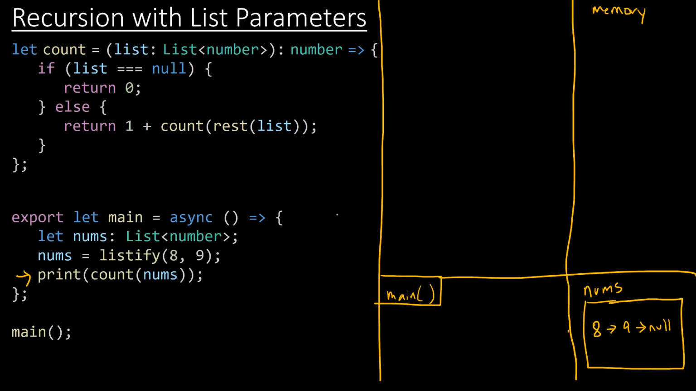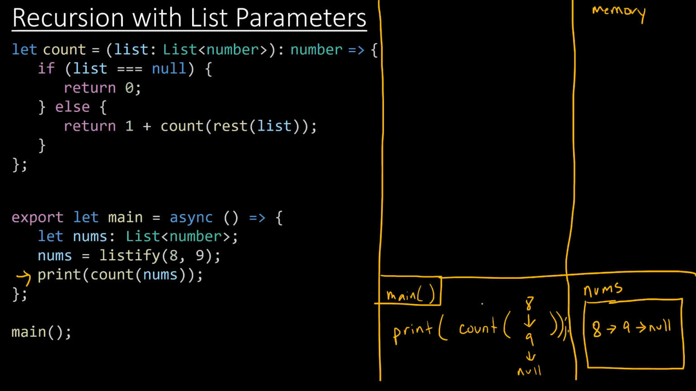So the very next line is print the count of nums. So this is what the computer is going to try to resolve and figure out. So we're going to print the result of calling the count function with nums. So the first thing that the computer is going to do is it's going to substitute. And it needs to figure out, well, what is nums? Well, nums is the list of 8 followed by 9 followed by null. I have to excuse the strange notation here, but just trying to fit this all in. So 8, 9, null is being passed as an argument to count.